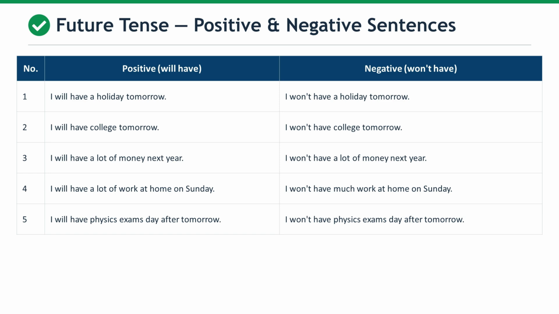Number 4. Positive, I will have a lot of work at home on Sunday. Negative, I won't have much work at home on Sunday. Number 5. Positive, I will have physics exams day after tomorrow. Negative, I won't have physics exams day after tomorrow. Notice that in the negative form we simply replace will with won't. The word have stays the same.